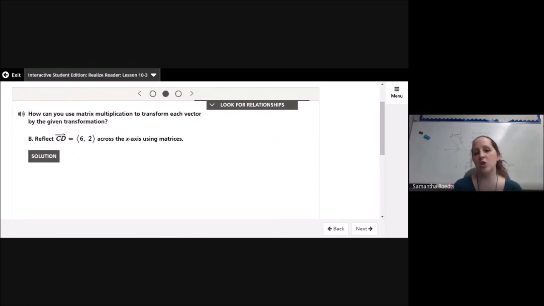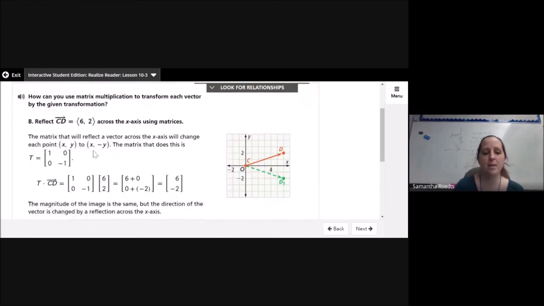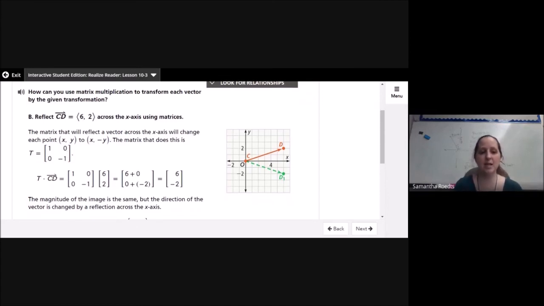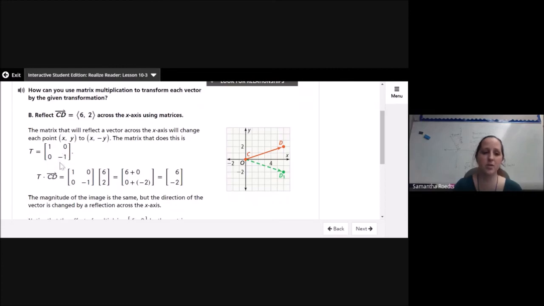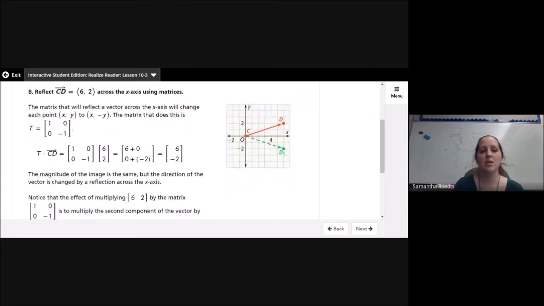How can you use matrix multiplication to transform each vector by the given transformation? For B, reflect vector CD, which equals 6, 2, across the x-axis using matrices. So when I reflect, my x doesn't change, my y value changes from positive to negative. So the matrix that does this is T equals 1, 0, 0, -1. So this would represent my y, this represents my x. So I take that matrix times 6, 2, which gives me 6, -2.